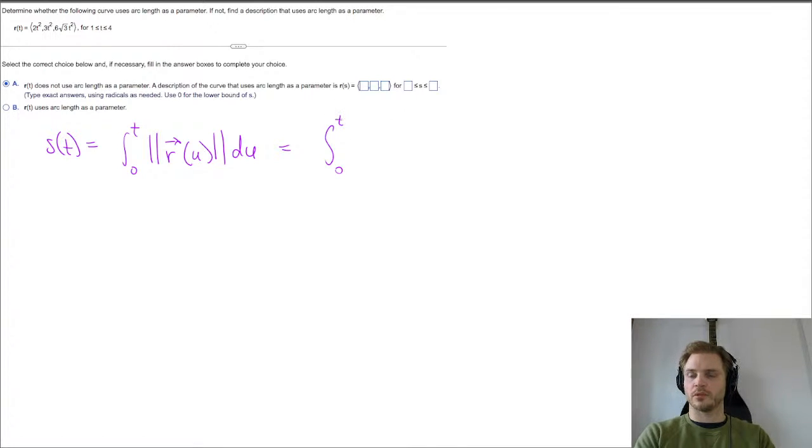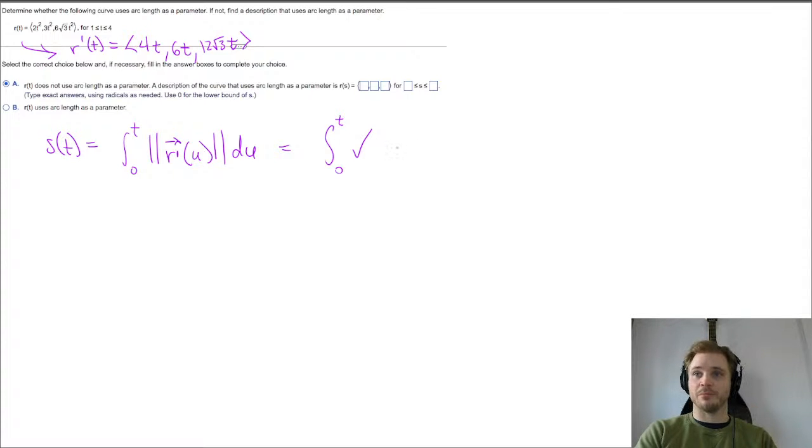From 0 to T of the magnitude of R, which is it R or is it R prime? Okay, this is R prime, so that's important. The magnitude of R prime, because are we given R prime? We're not given R prime, so we have to get R prime. So R prime equals 4t, 6t, and this is going to be 12 root 3t. Okay, so that's R prime.